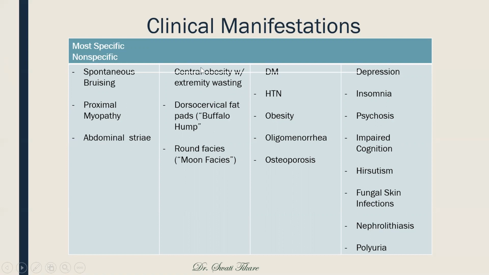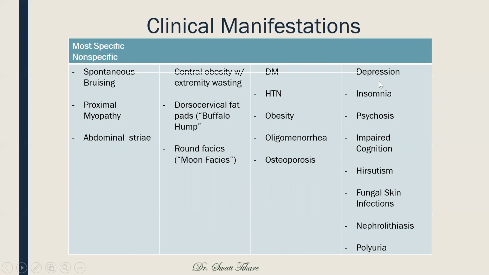Abdominal striae, central obesity, extremity wasting, dorsal cervical fat pads, that is the buffalo hump between the interscapular region, the round facies or moon facies of Cushing syndrome. Okay, these are all very common, and diabetes will be there. There could be hypertension, there may be obesity, truncal obesity. In addition, there could be oligomenorrhea. There is osteoporosis because on the bone also protein metabolism is affected. There is catabolism. The bone protein is also removed, so there could be osteoporosis.